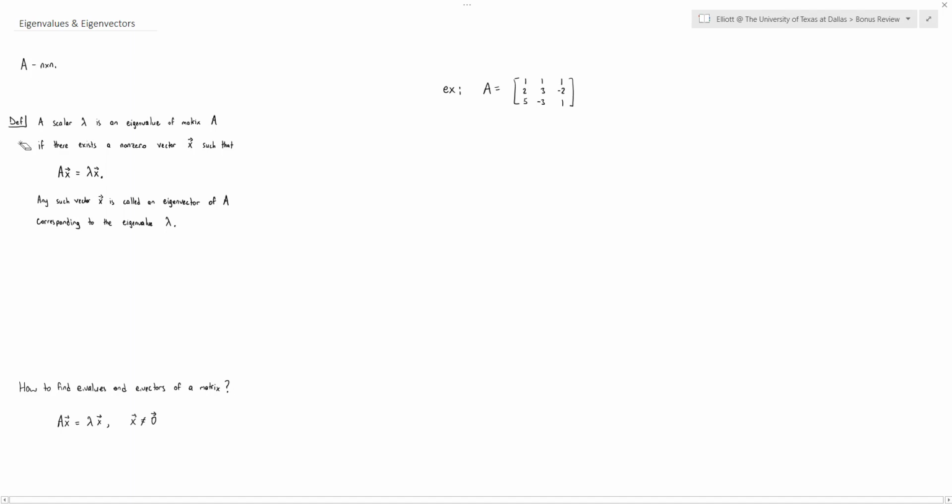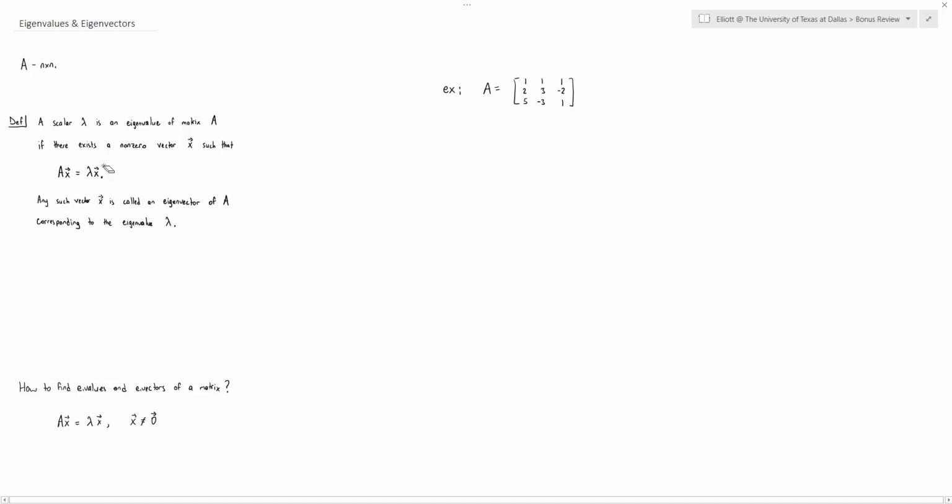Here I've given the definition of eigenvalue and eigenvector. So a scalar lambda is an eigenvalue of matrix A if there exists a non-zero vector x such that Ax is equal to lambda x. Any such vector x is then called an eigenvector of A, corresponding to the eigenvalue lambda. So that's the definition, and I'm just going to be working through some examples of computing some eigenvalues and eigenvectors of some matrices. And then at the end, I'll mention a couple properties of eigenvalues and eigenvectors as well.